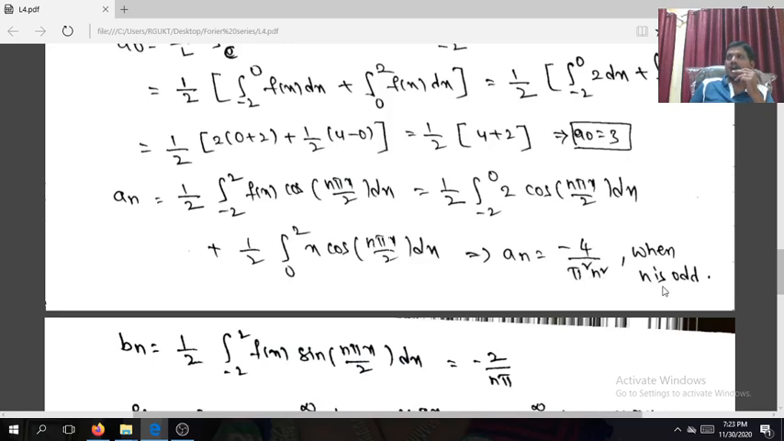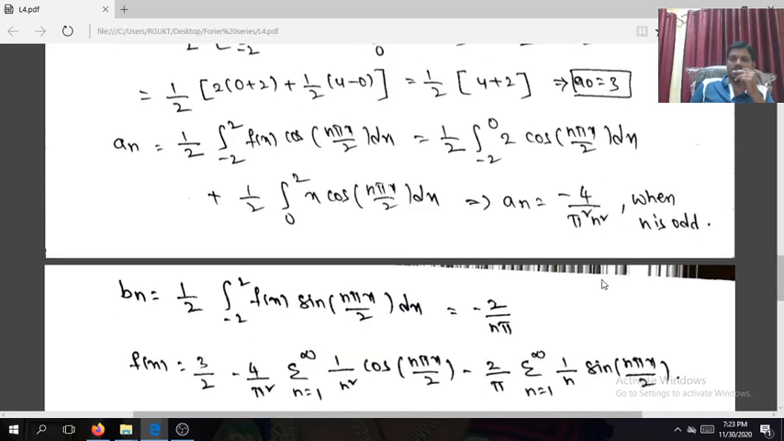When n is odd, what is the reason here? When n is even, you get cos n pi here, so when n is even the coefficient becomes 0. When n is odd, the coefficient becomes minus 4 divided by pi square n square.